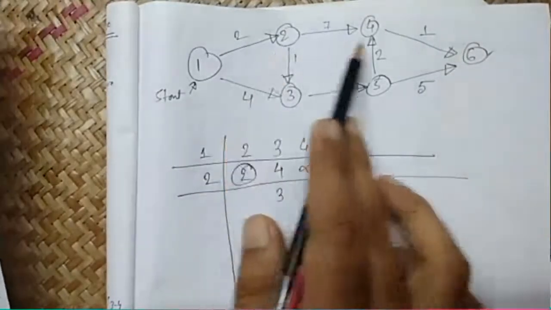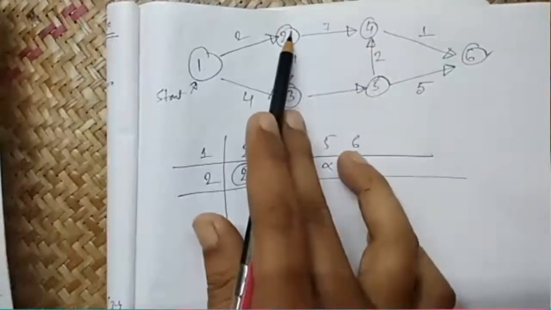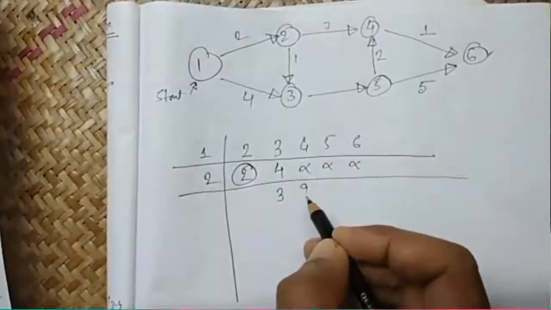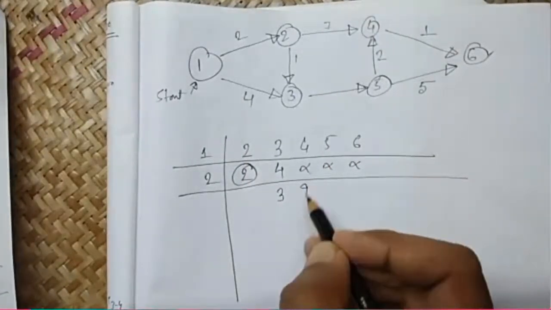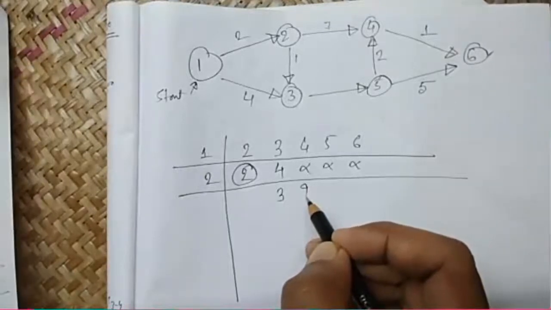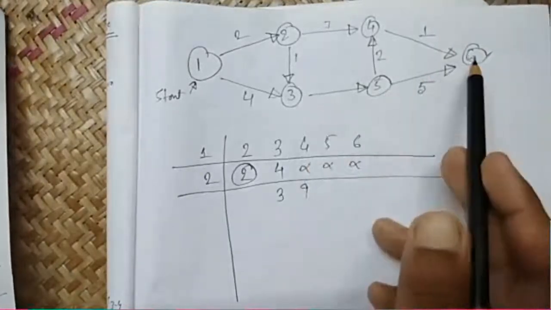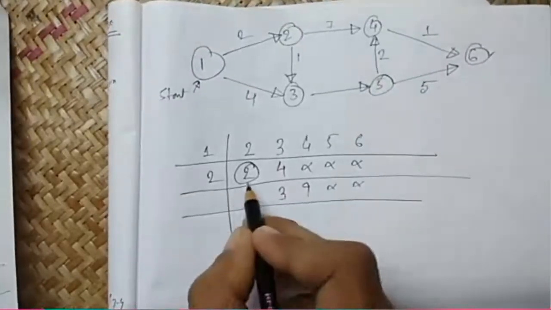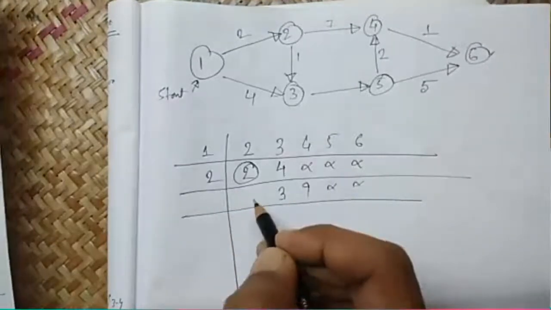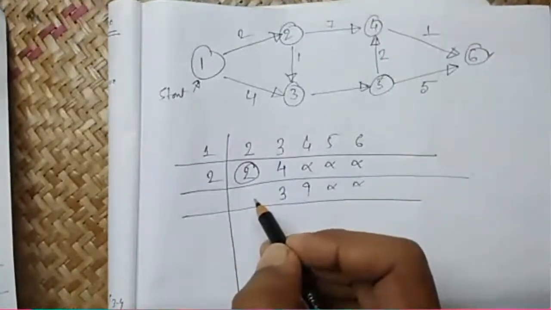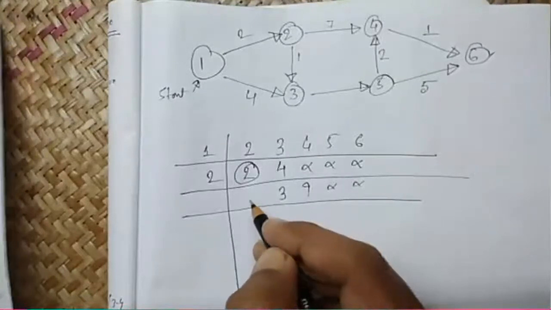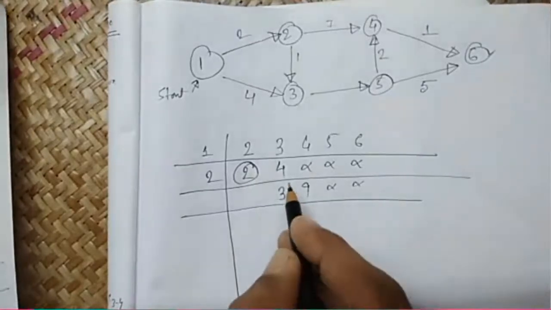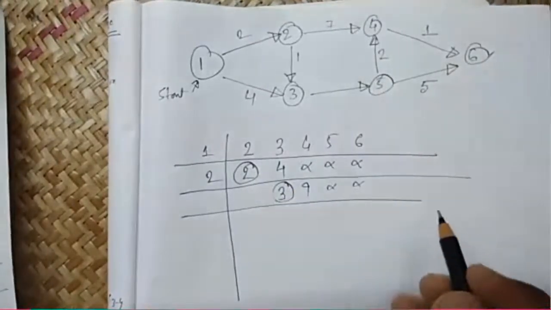this 2 can reach 4 by 2 plus 7, which is 9, lesser than infinity. That's why we are updating it as 9, and 2 is not connected to either 5 or 6, so these remain infinity and infinity. 2 is already selected here, so no need to write it again, or you can just update it by putting the same value. So here we have 3 as minimum, so 3 gets selected.